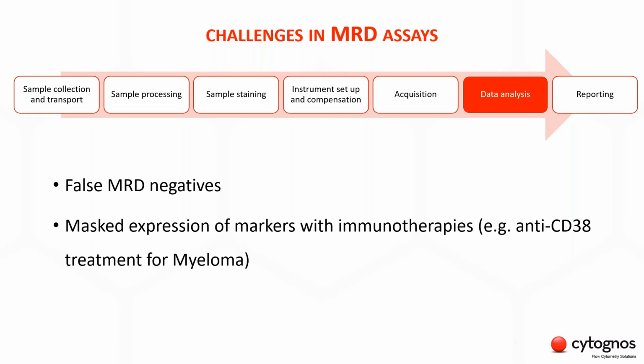Here, one of the biggest challenges with our MRD assays is the false MRD negatives. So we are handling a large number of events, and we want to identify a population that has a very low frequency. So high sensitivity is key to avoid reporting false MRD negatives. Plus, we need to consider the patient treatment for the gating strategy, as some immunotherapies, as just mentioned, can mask the expression of a specific marker.